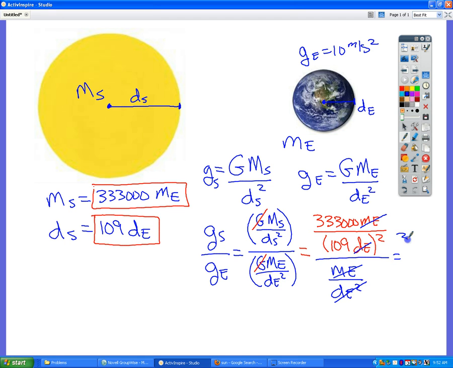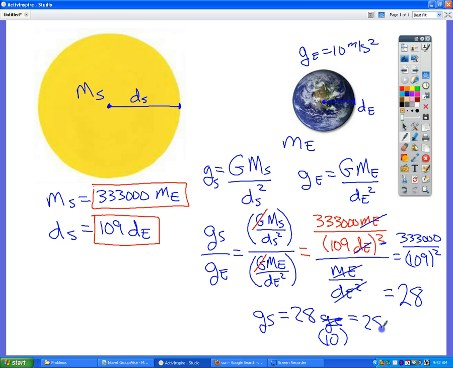And now we're left with 333,000 on the top, and on the bottom we're left with 109, and don't forget the square there. If you go ahead and do that math, you should end up with a factor of 28, which means that gravity on the sun is approximately 28 times gravity on the earth. And if we know gravity on the earth is about 10, we can get rid of this and just put 10. 28 times 10 is 280 meters per second squared. And that's a little bit easier way of solving for the number instead of using all the large numbers and maybe making a math mistake going through.